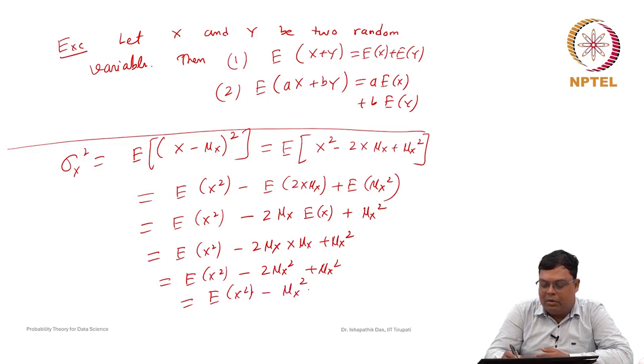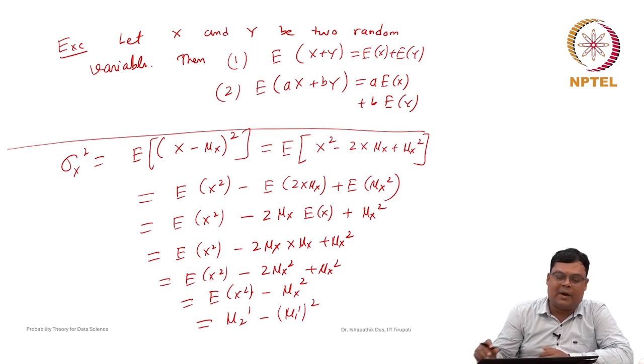If you use the raw moments notation, this is nothing but mu 2 dash minus mu 1 dash whole square. So, whenever you are using data and computing expected values, it is easy to find, because you just find the raw moments, first order and second order raw moments, then subtract them and you will find the variance. So, let us do one example.